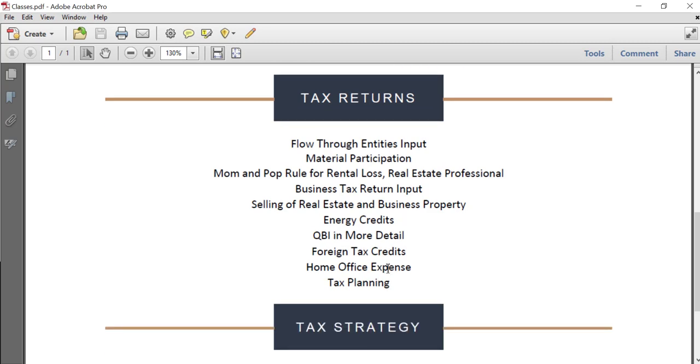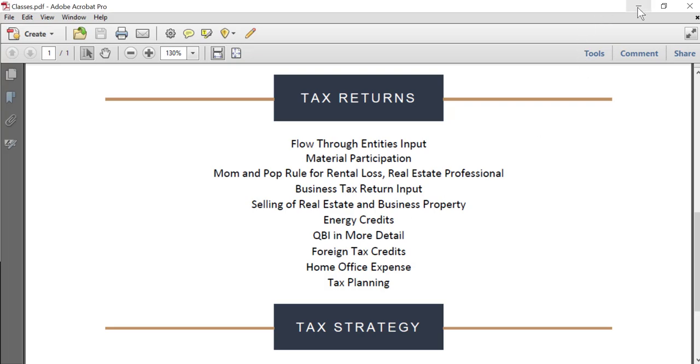And then the tax return. This is some of the stuff I'll go over in the complex video. So more how to do flow-throughs, a little more understanding of business tax returns, selling of real estate, different credits that you can use, the QBI in more detail, the home office in more detail, and how to plan. So how to take what you have and plan for the following year and years to come.